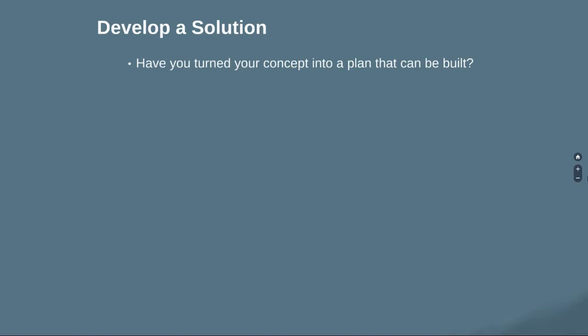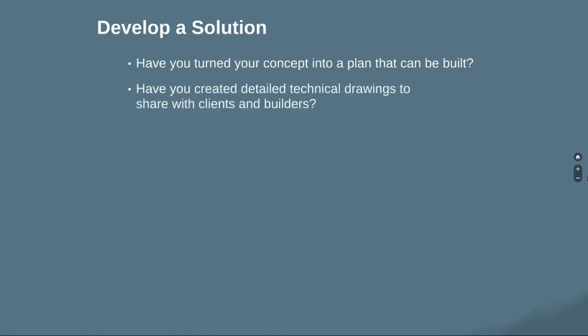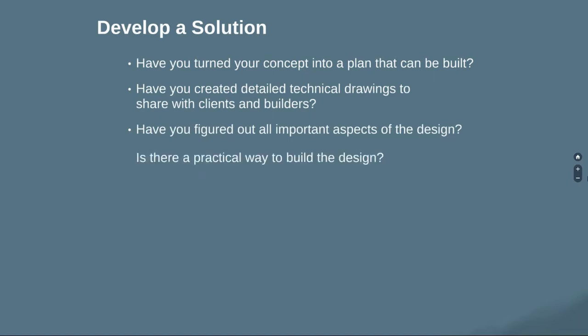A lot of important work goes on during step 3. This is when the designer must do the difficult thinking that will prevent big problems later in the process. Before you can move on from step 3, ask yourself, have you turned your concept into a plan that can be built? Have you created detailed technical drawings to share with your clients and builders? Have you figured out all important aspects of the design? Is there a practical way to build the design? Will this solution solve the problem?